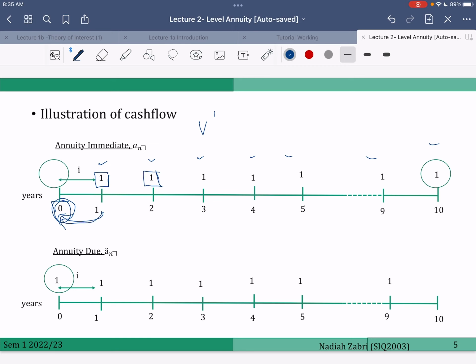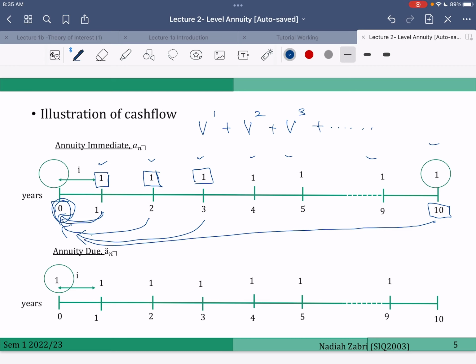What is the present value? You need to discount it 2 years. So how do you do it? Plus v to the power of 2. And then the third payment, v to the power of 3, and so on and so forth, until the 10th payment, it is 1 times, you have to discount it 10 years, v to the power of 10.